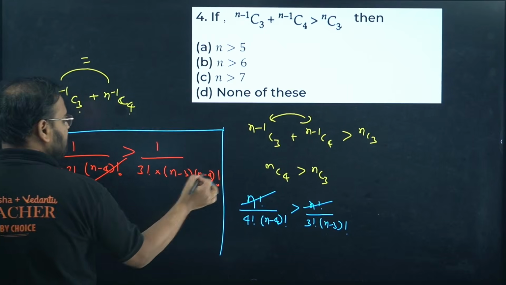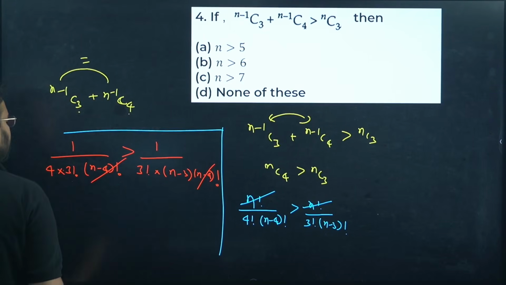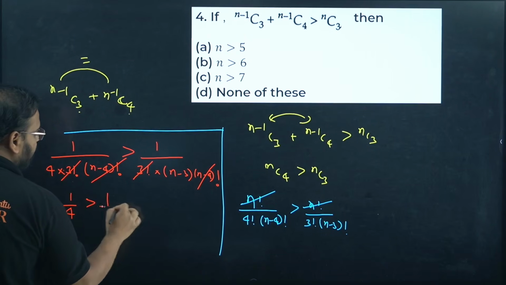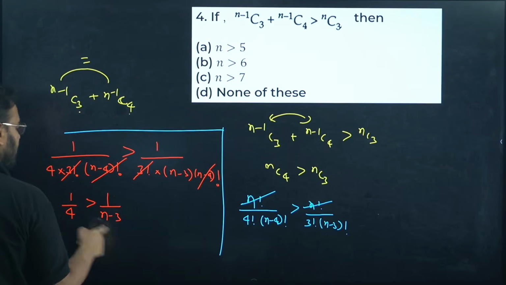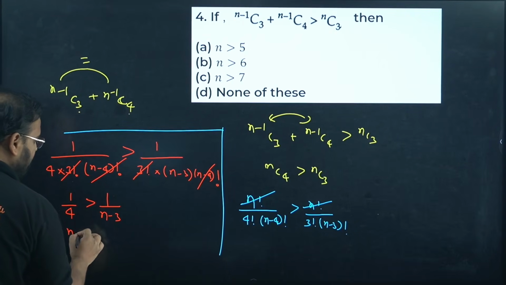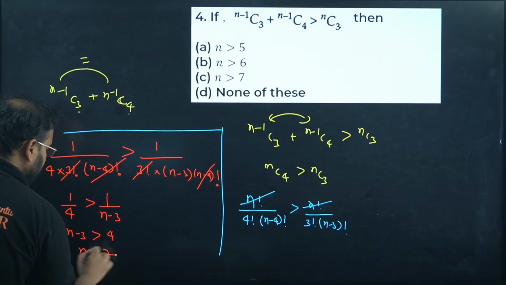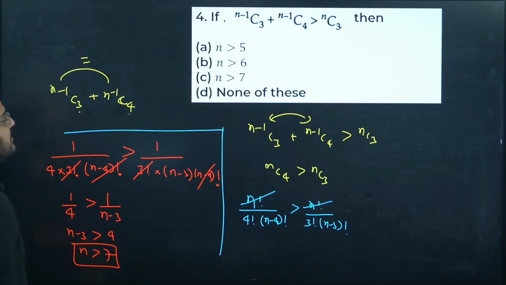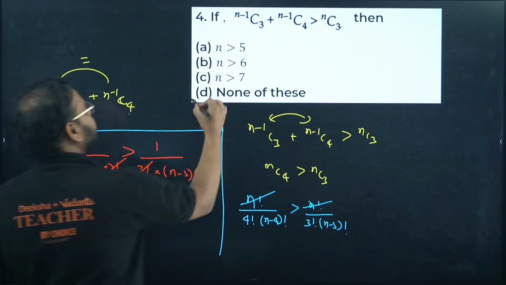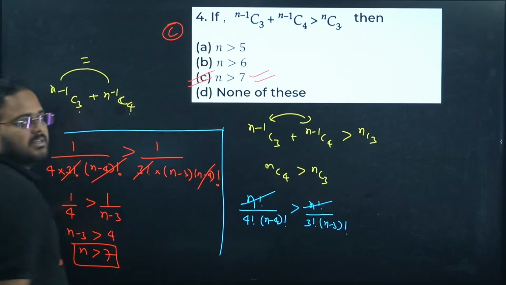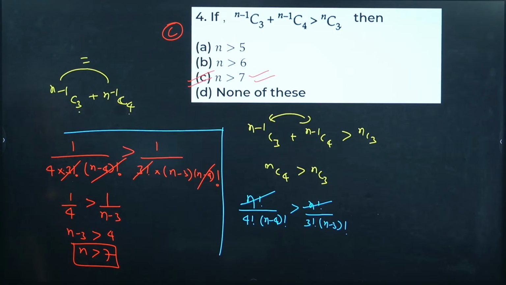So this and this cancel, they are positive values only, and this also cancels. So what I'm left with is 1 by 4 greater than 1 upon n minus 3. If you move this to the other side, n minus 3 is more than 4, so n is more than 7. Answer is n is more than 7. Option C is the right choice. Please check. Okay, done?